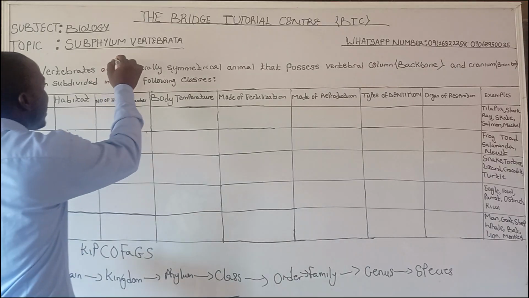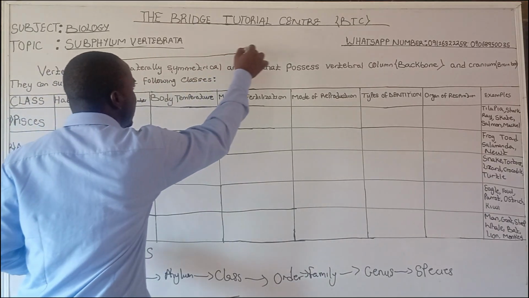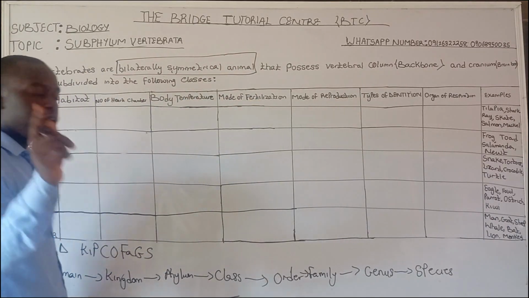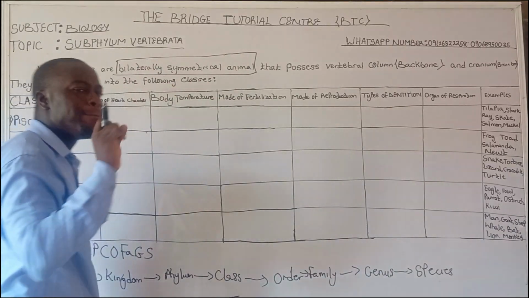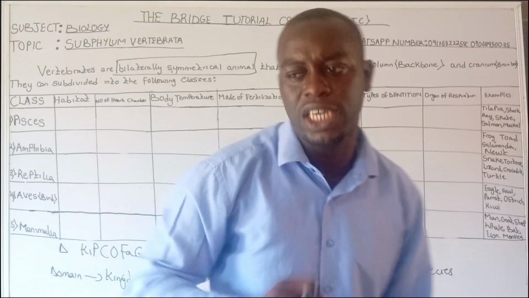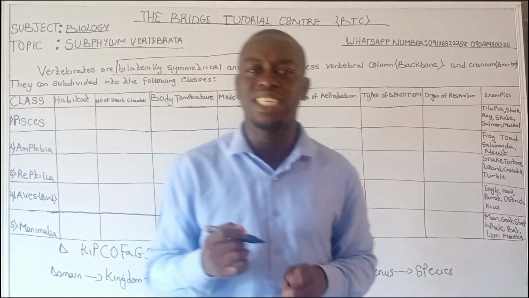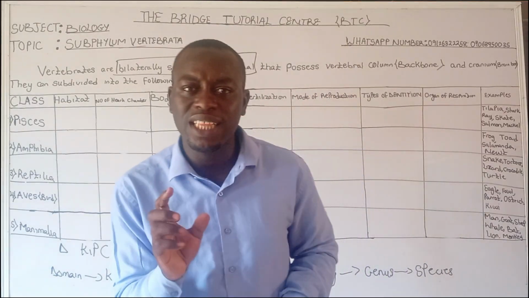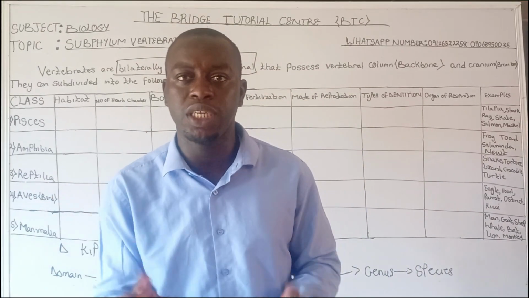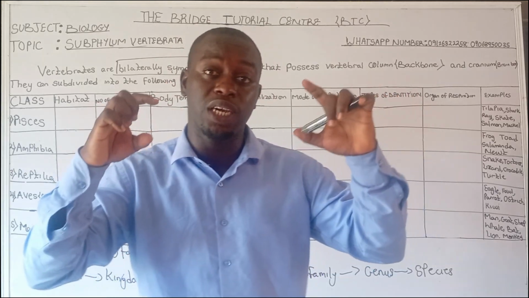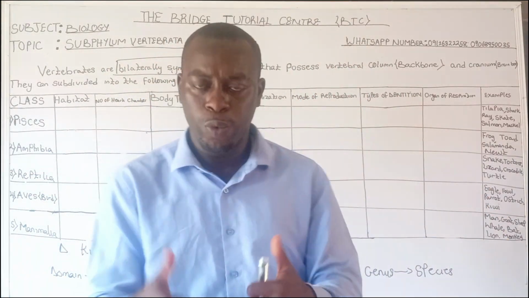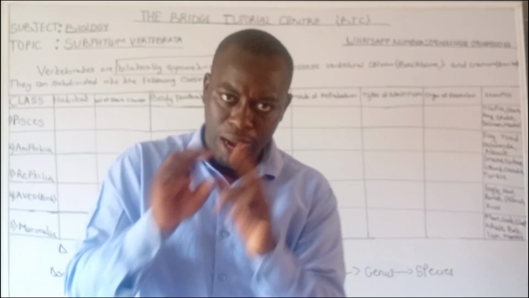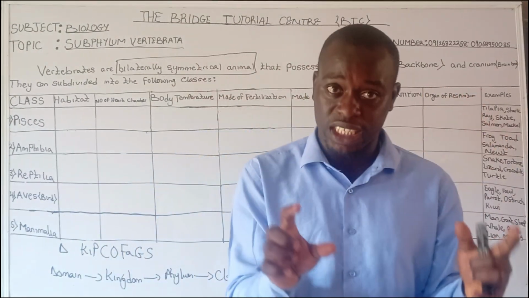What are vertebrates? Vertebrates are bilaterally symmetrical animals. So that's the first thing: note that they are under kingdom Animalia. The next thing is that they are bilaterally symmetrical. What is the meaning of bilaterally symmetrical? It is based on body symmetry. Based on body plan, symmetry is classified into three: we have asymmetry, we have bilateral symmetry, and we have radial symmetry.